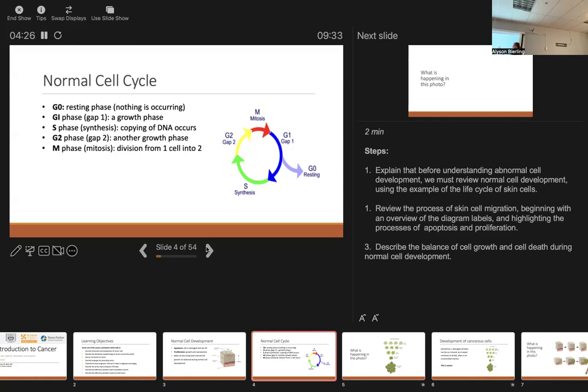So in S, if we start with one cell with one copy of DNA, that cell moves into synthesis, then we have two copies of DNA, and then during mitosis, those two copies divide, and then we have two identical cells, okay?